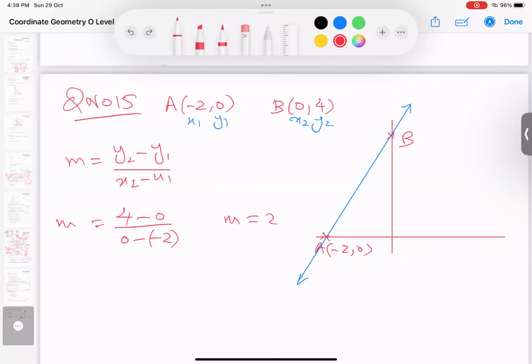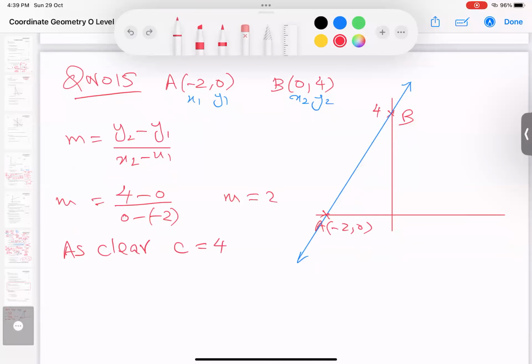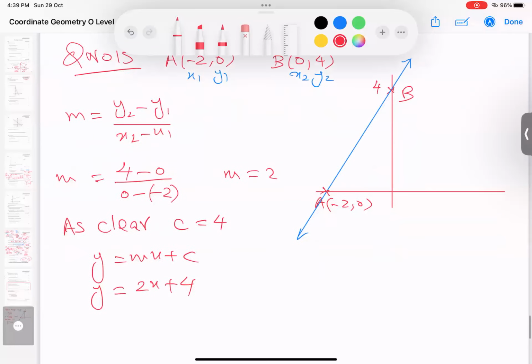Okay. Now what is the method? I think I can write the direct answer for 3 marks because this is very prominent. The B coordinate is 4. So when you know it, the C is 4. So we can say it clearly, C equals 4. So no need to work out the C value. So what is the answer? Y is equal to mx plus C, and M is 2, C is 4. But some students say, sir, we are not happy, please show working. Although in the British Council exam, if you show this much, you will get full marks.